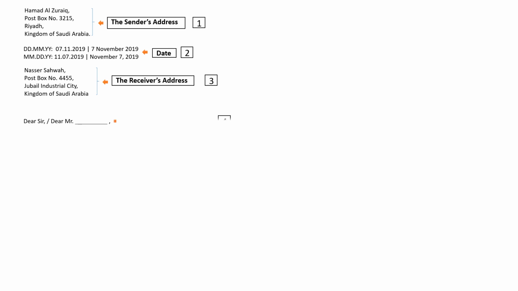Once you've finished writing the receiver's address, you will start the letter off by writing the salutation, or the greeting. So the salutation could be, "Dear Sir," or "Dear Mr." It's the greeting from the writer of the letter to the recipient of the letter.